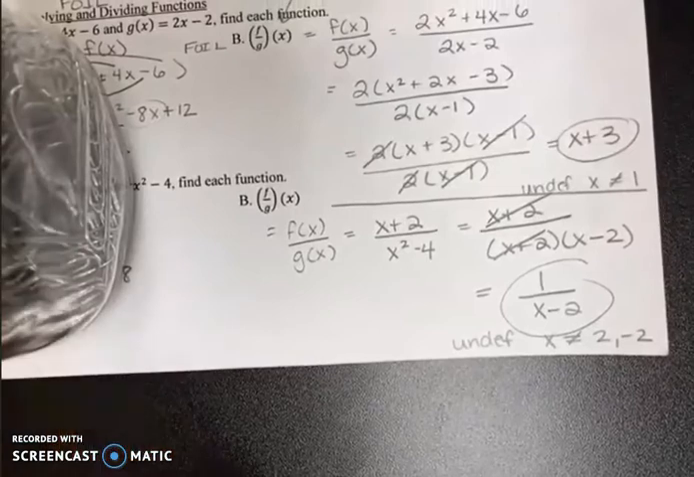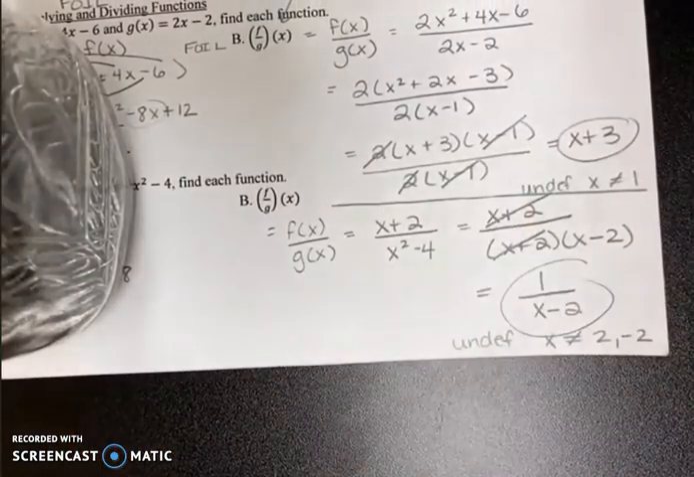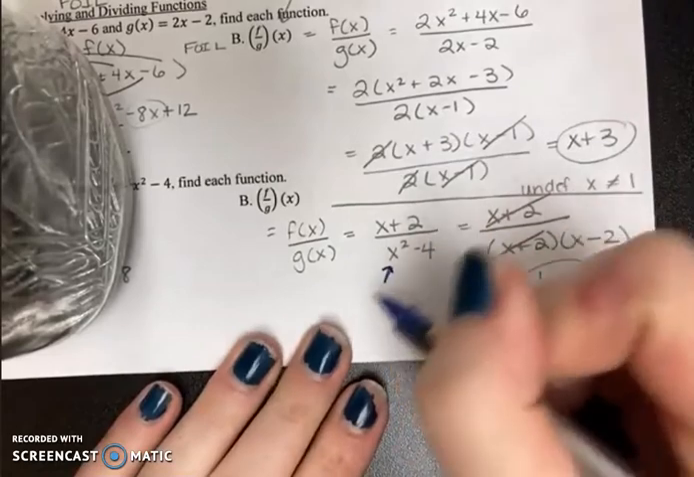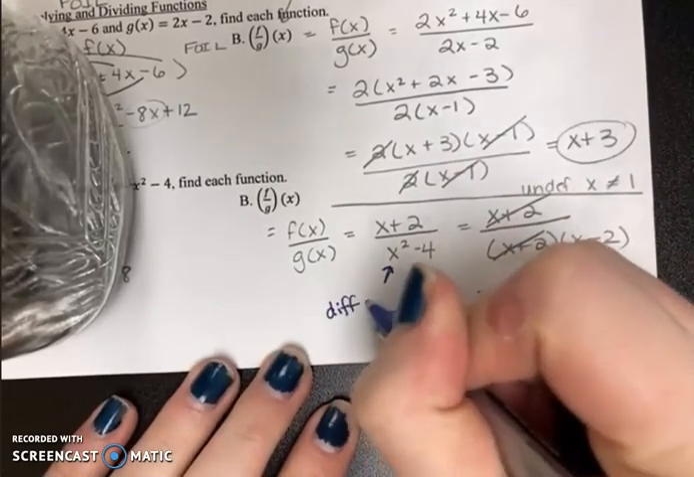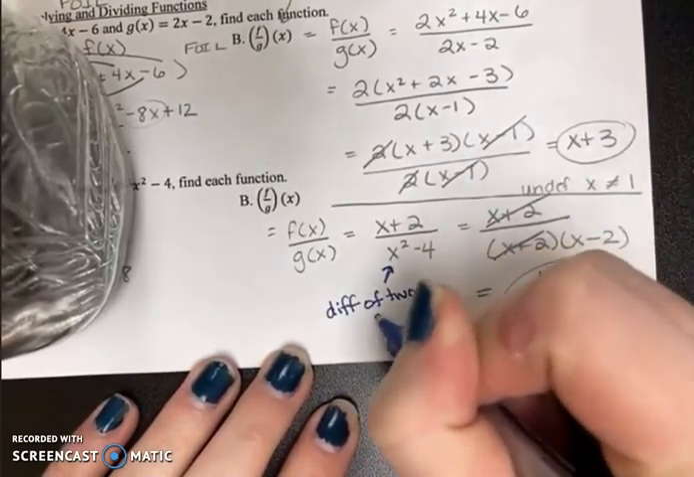Part B, we had f of x over g of x, so the f had to be in the numerator, so I put that x plus 2 there, and then g of x had to be in the denominator, so that's that x squared minus 4. We then would like to factor. The numerator did not factor, however, the denominator was a difference of 2 squares. Okay, maybe write that if you didn't recognize it. It's a difference of 2 squares.